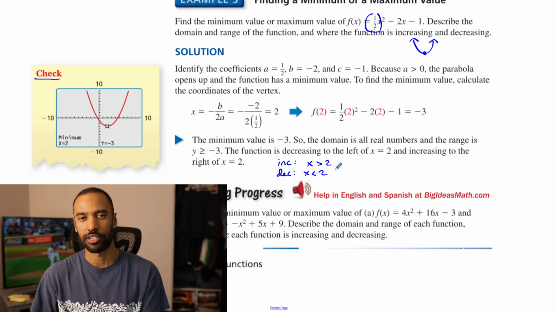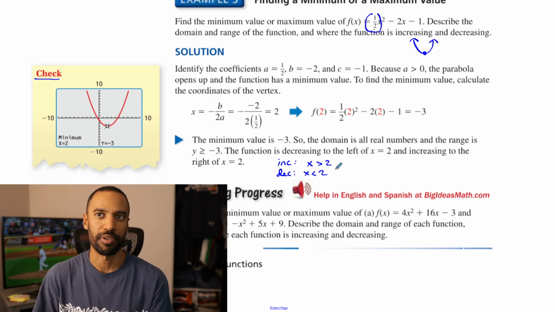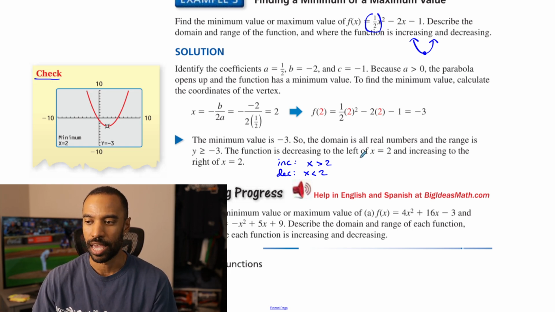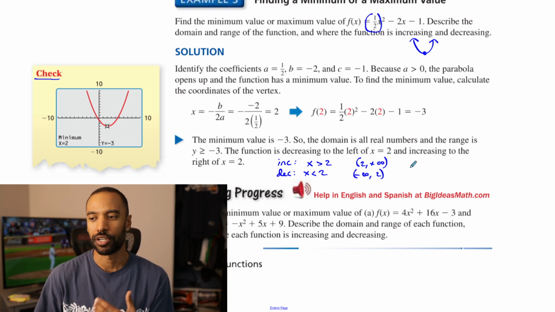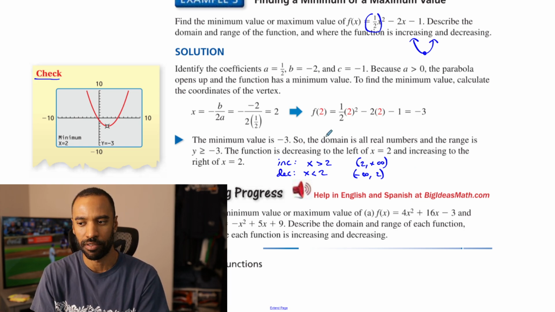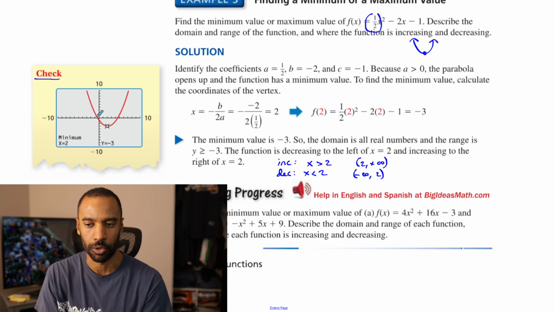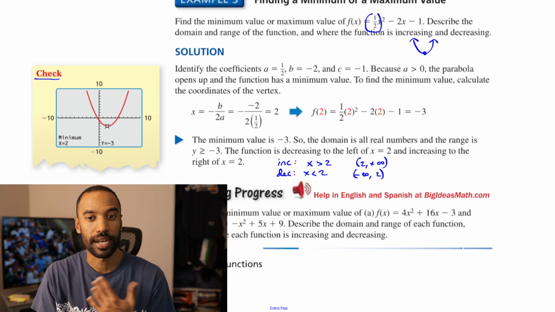Don't be surprised if I start writing something like that. There are even books or questions that'll ask you to use interval notation. They'll say, show it from 2 to infinity here and from negative infinity to 2 like that. There are different things that they might ask of you, and all of these mean the same thing. So I just want to make sure you're very aware in that sense. Okay, and there's a double check of all that, using a graphing calculator, what it actually looks like, and we're all good. So they didn't ask us to graph.